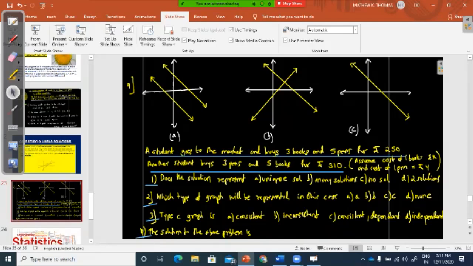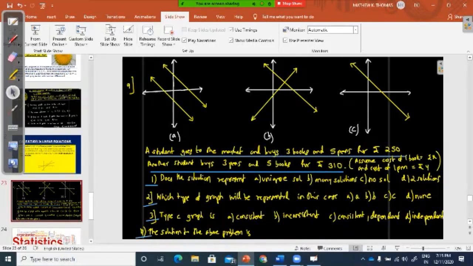What is the equation here? Can you tell me? 5x plus 3y. This is the common mistake. Deliberately I have put it here because the common mistake which students will make is they will put 3x plus 5y is 310 and they will get the answer as no solution and get it wrong. So it is, as sir said correctly, 5x plus 3y, because books is X. It is not Y. So if this is x, this is y, 5x plus 3y is 310.